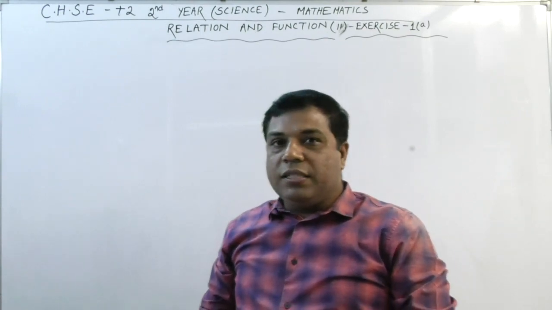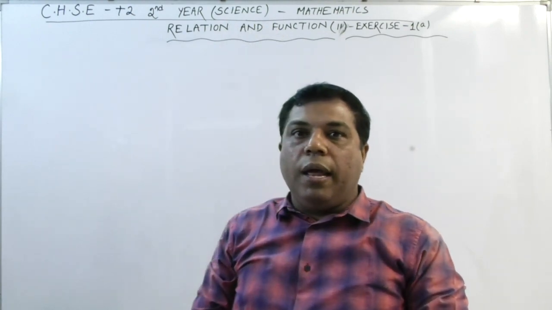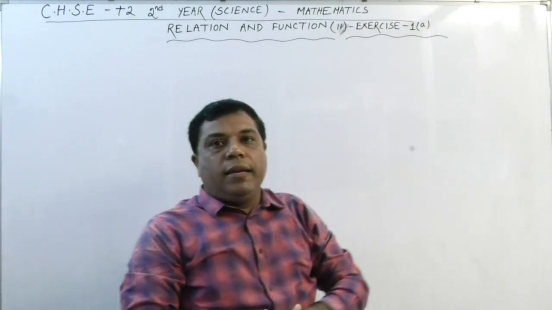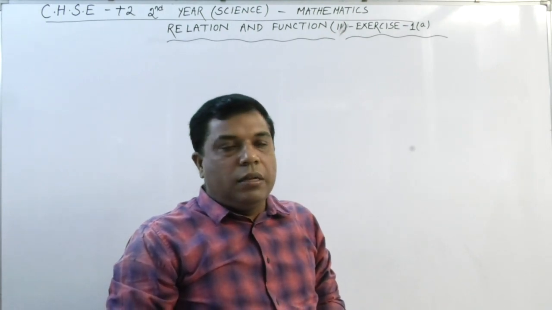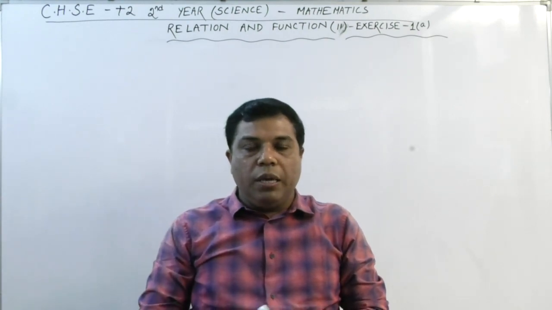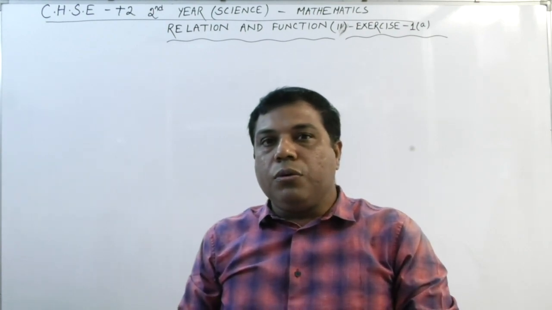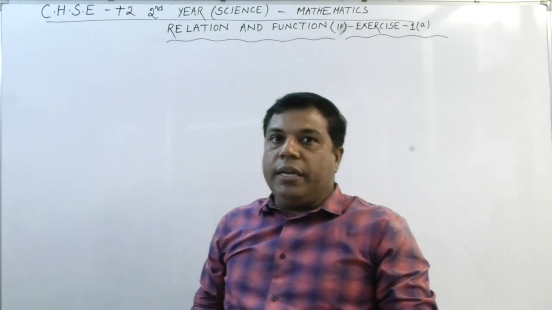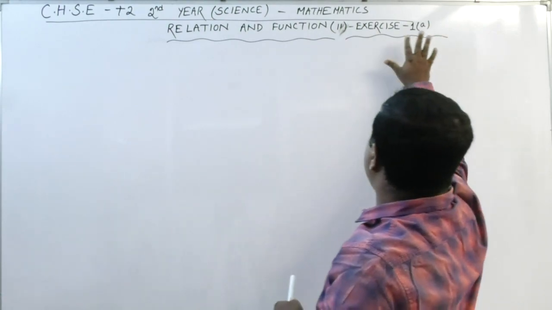So my dear students, please go through the theories related to the topic relation. Particularly today we have to discuss exercise 1A, from your book Elements of Mathematics. Let us begin with the exercise problems. We will go one by one and see how we are able to solve the problems of your exercise. So let us start from question number 1 of exercise 1A.